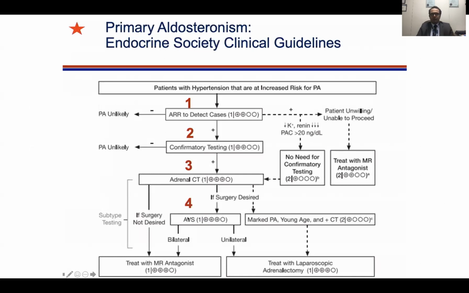For that, we have to go to the Endocrine Society guidelines. First of all, patients with hypertension who are at increased risk of PA, as we just discussed, should undergo case detection by measuring the plasma aldosterone concentration and the direct renin concentration. If the aldosterone is more than 10 and renin is suppressed, this makes it a screen-positive patient.